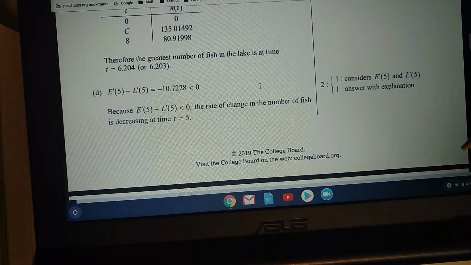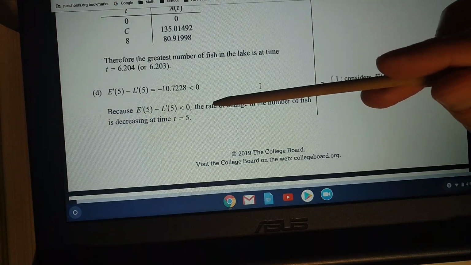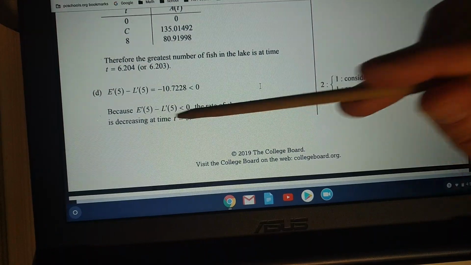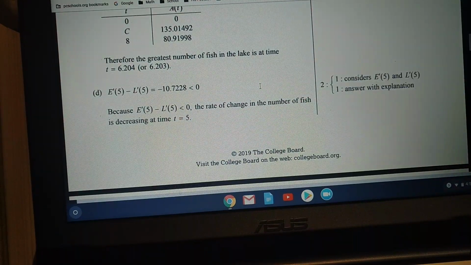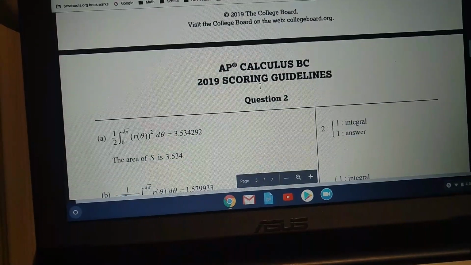Okay? So it's very important, just like you can't say that the rate is negative. It's that the rate of change of the rate of change is negative, is what you've got there. So you have to be careful with that explanation. Okay, score that out of 9. And then let's move on to question number 2.